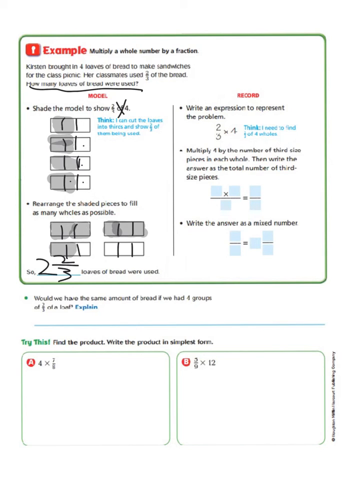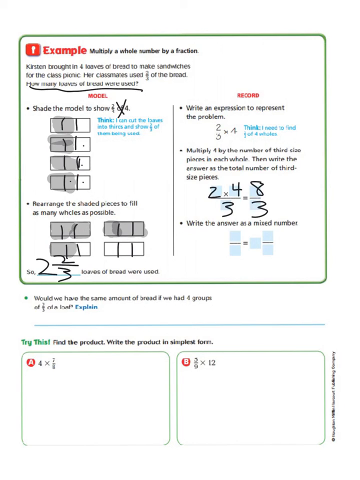So to do that, we're going to take our 2 from our numerator times 4, which is our whole number, over our denominator. And 2 times 4 is 8. Our denominator stays the same, so move it over to thirds. So 2/3 times 4 is 8/3.